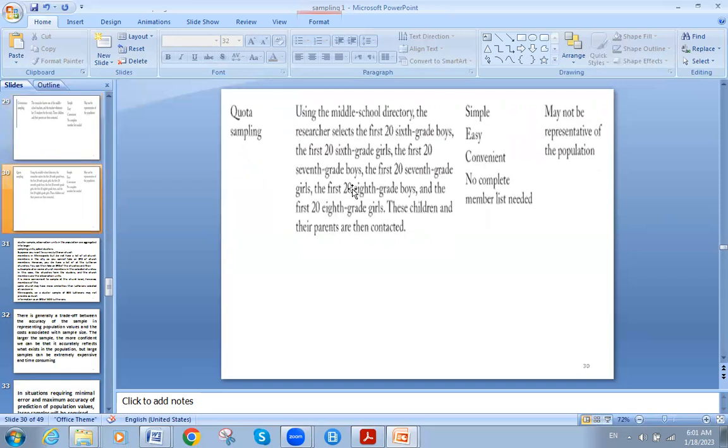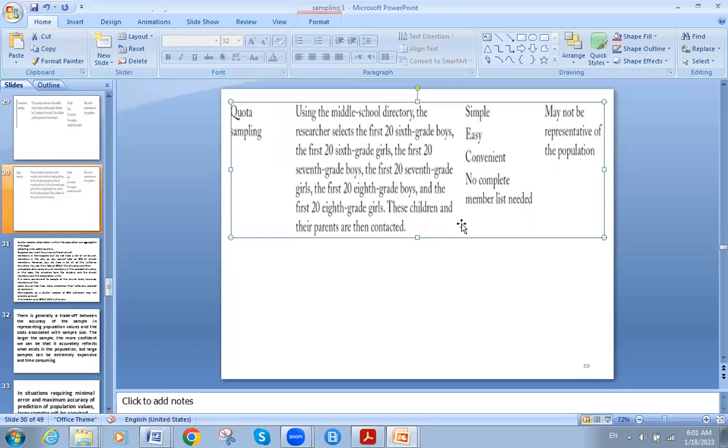The fourth one is the quota sampling. What about the quota sampling? Quota sampling using middle school directory. The researchers select the first 26 grade boys, the first 26 grade girls, and the first 27th grade boys, and the first 27 grade girls, and the first 28 grade boys, and the first 28 grade girls. These children and their parents are contacted. So this, we call it quota sampling. Quota means I will take a quota from each one.